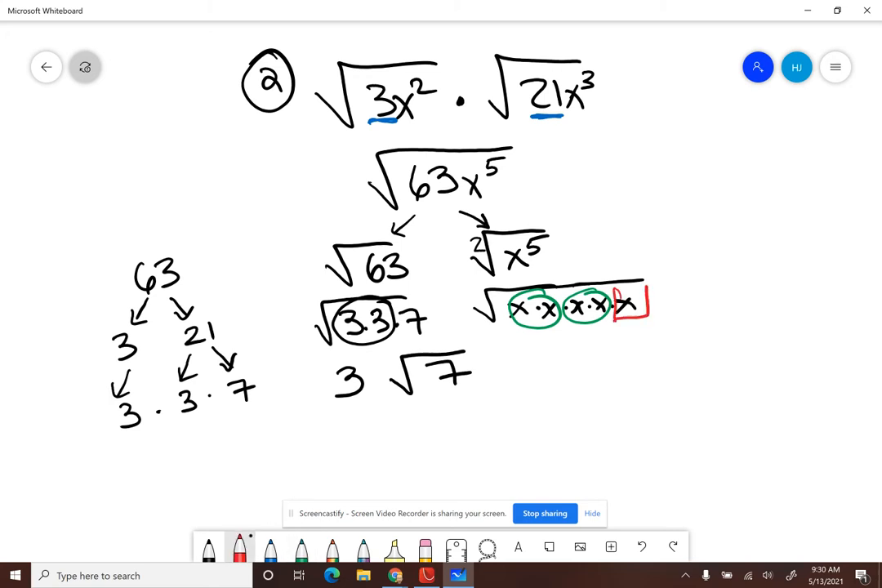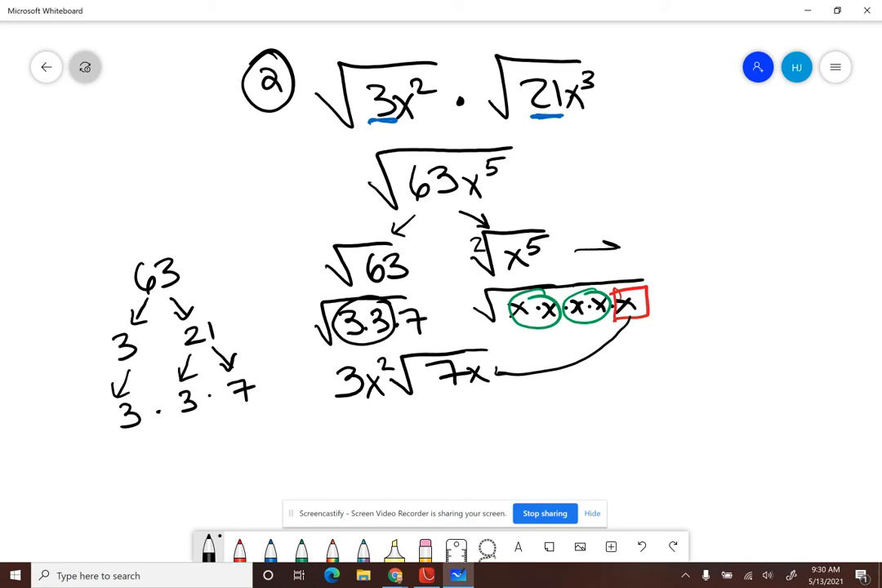I've got one that's left over that kind of doesn't have a partner for the dance, if you want to think about it that way. So really what I can do here is pull out 2 groups of x because I've got 2 groups of 2, right? But one of this other x has to go underneath this radical with the 7. It can't come out because it doesn't have a partner.